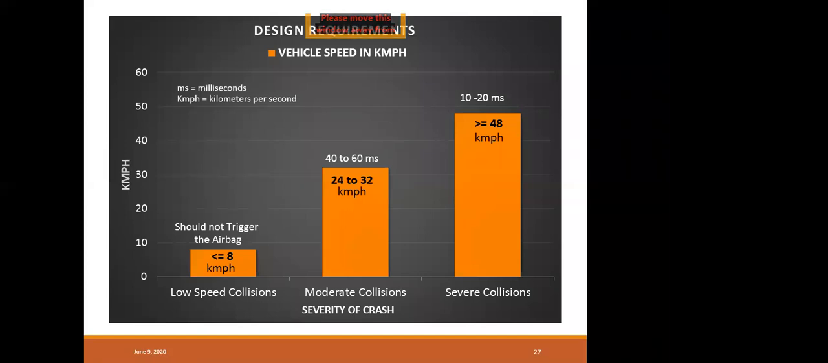Okay? And third one, severe collision. This is characterized by the impact force generated during a collision when the vehicle speed is greater than or equal to 48 km per hour. If the vehicle speed is more than 48 km per hour, then the airbag has to inflate at its maximum potential in order to save the occupants. So that time it will take only 10 to 20 milliseconds to restrain the occupant. Got it? These are all the design requirements with which your airbag control unit has been programmed nowadays. Right?